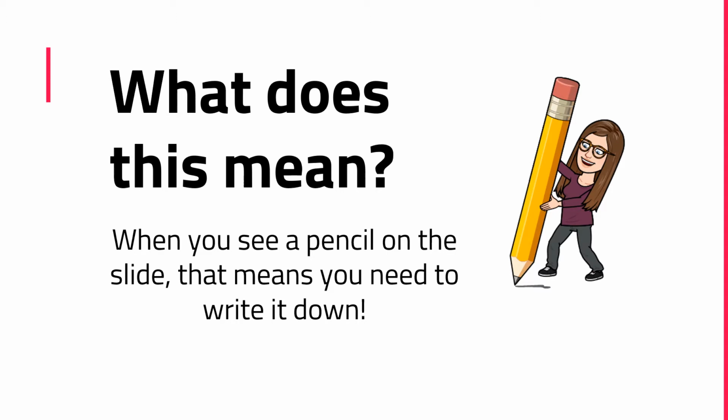Something to remember. On each slide, if you see a pencil, that means there is information that you are going to need to write down. If you do not see a pencil, that means it might just be an extra example or supporting information.